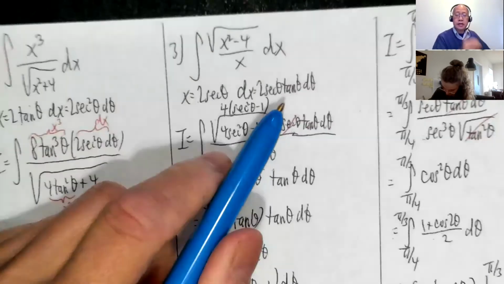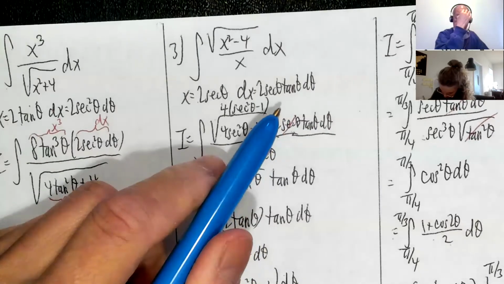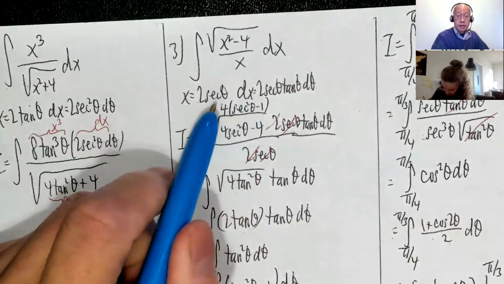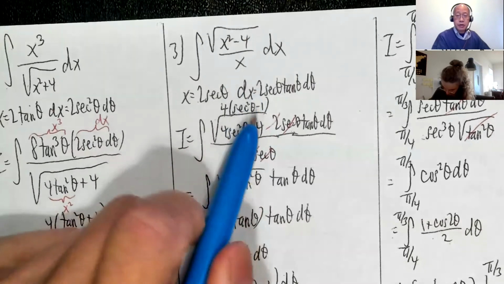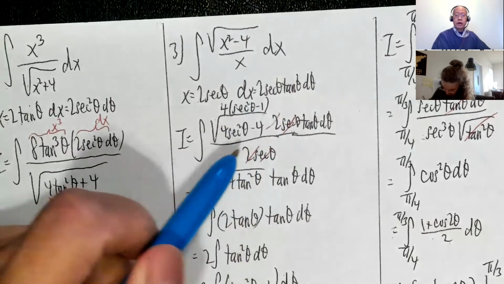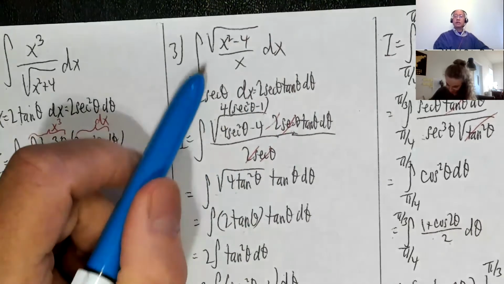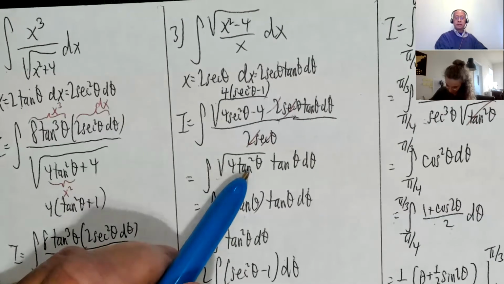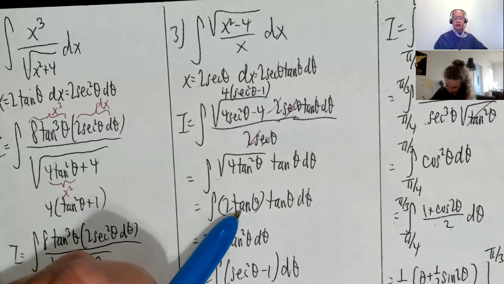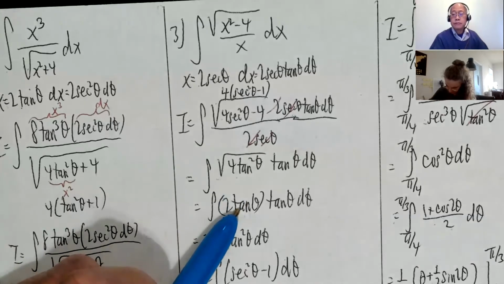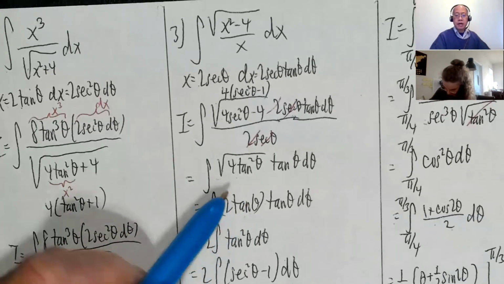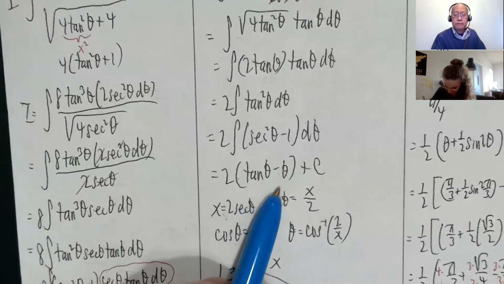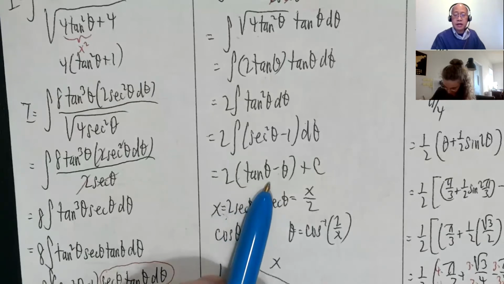dx equals 2 secant theta tangent theta d theta. Plug everything in. So everywhere I see x, I put 2 secant theta. This dx, I put this great big thing here. Work it out. And if you do it the right way, the square root comes out nice. There it is, 4 tangent squared, which comes out to be 2 tangent theta. And then again, work it all out. You have an expression involving theta, 2 tangent theta minus theta, I guess.